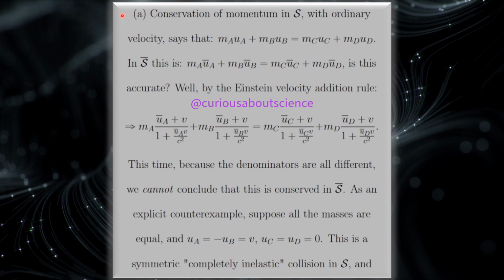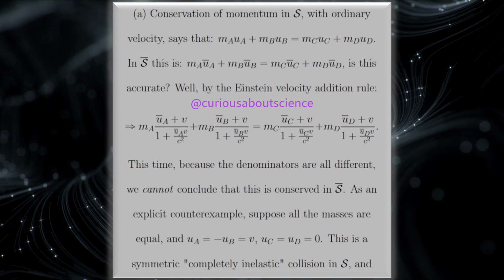So, in part A, the conservation of momentum in S with ordinary velocity says that m sub a u sub a plus m sub b u sub b is equal to m_c u_c plus m_d u_d. Okay, we saw that in 2 when we just had 2 particles hitting and 1 rubbing off. But in S bar, what we have is m_a u bar a, m_b u bar b, and so on and so forth.